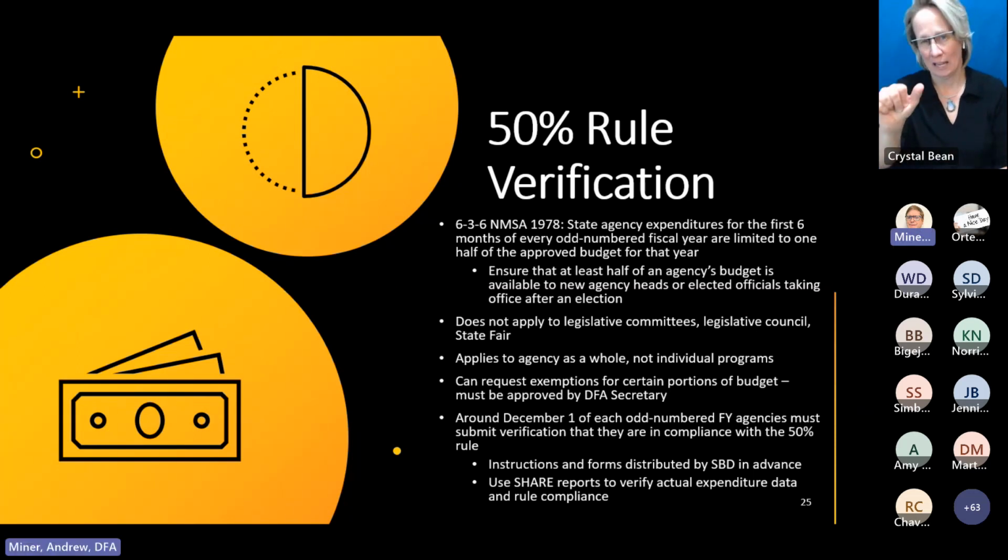And then there's the actual verification. Around December 1st of each odd number fiscal year, you'll need to submit verification that you are in compliance with the 50% rule. Again, we'll distribute instructions and forms on how to do that. The reason I put this slide here is that you'll probably want to use all those SHARE reports that we've been talking about to verify actual expenditure data and that you're in compliance with the rule. So that's the 50% rule verification. Again, not something you have to worry about this year, but you will next year.